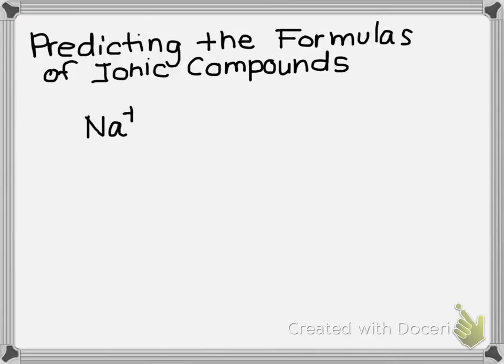So for example, Na is a positive charge and chloride ion is a negative charge. So when we look at this, you have a +1 and a -1. To cancel, you would just need one of each. And so when we write the formula, we get NaCl. We would name this sodium chloride.